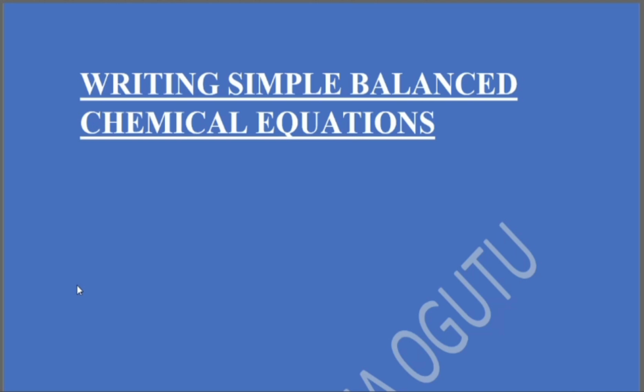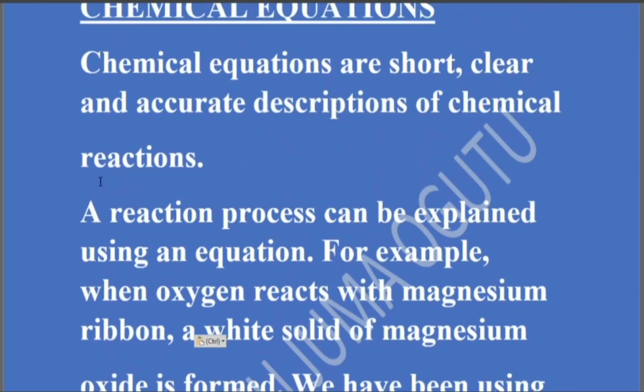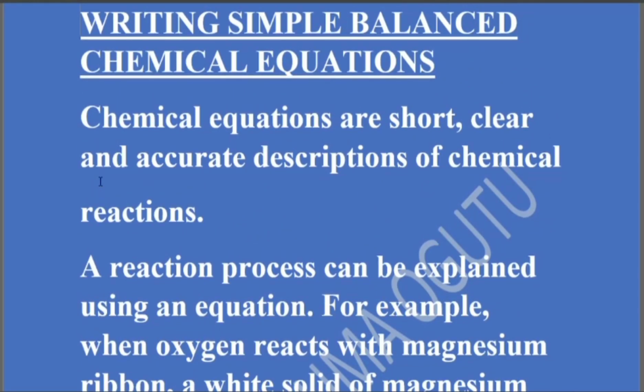Now, chemical equations are short, clear, and accurate descriptions of a chemical reaction. A reaction process can be explained using an equation. For example, when oxygen reacts with magnesium ribbon, a white solid of magnesium oxide is formed. We have been using a word equation to describe such a reaction.